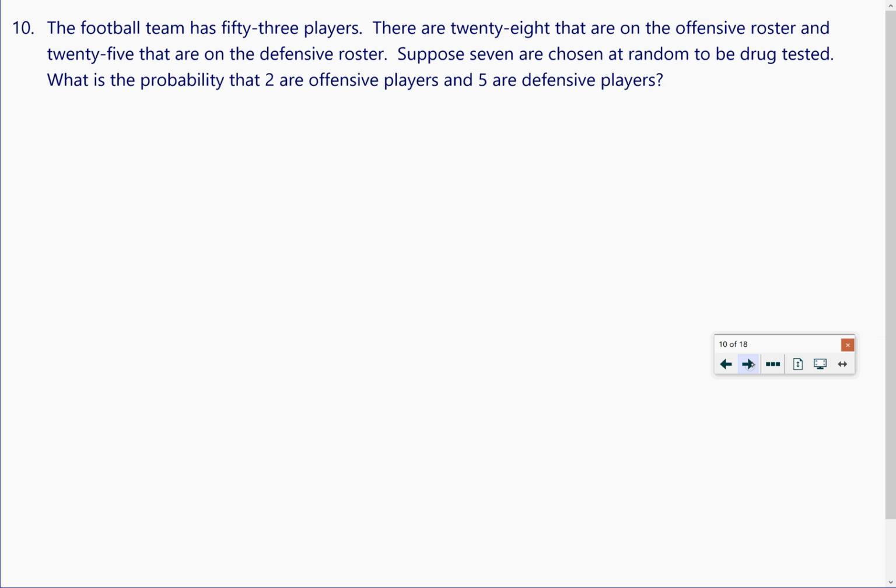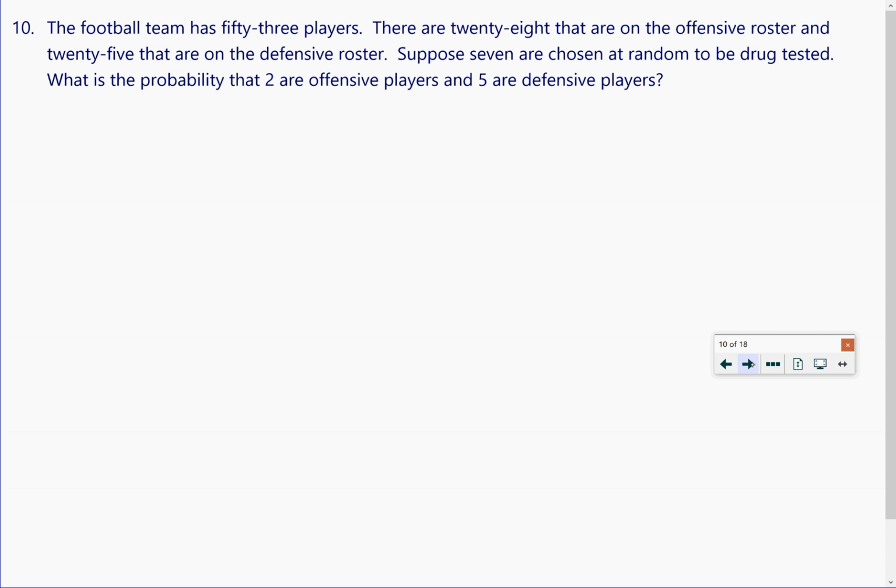All right, number 10. A team has 53 players. There are 28 that are on the offensive roster, 25 that are on the defensive roster. Suppose 7 are chosen at random to be drug tested. What is the probability that there are exactly 2 offensive players and 5 defensive players?